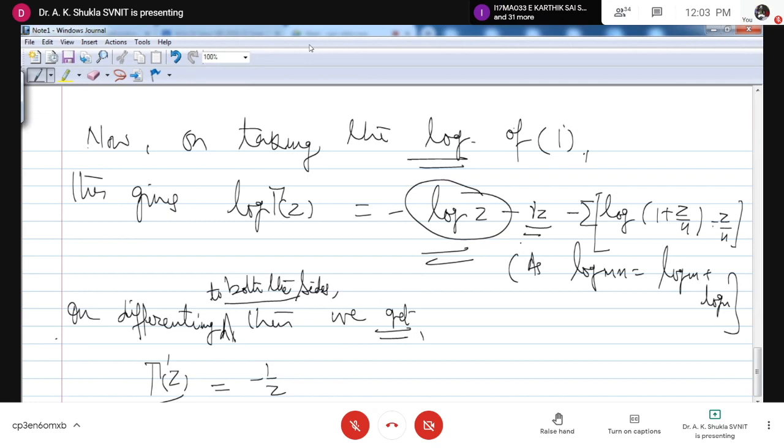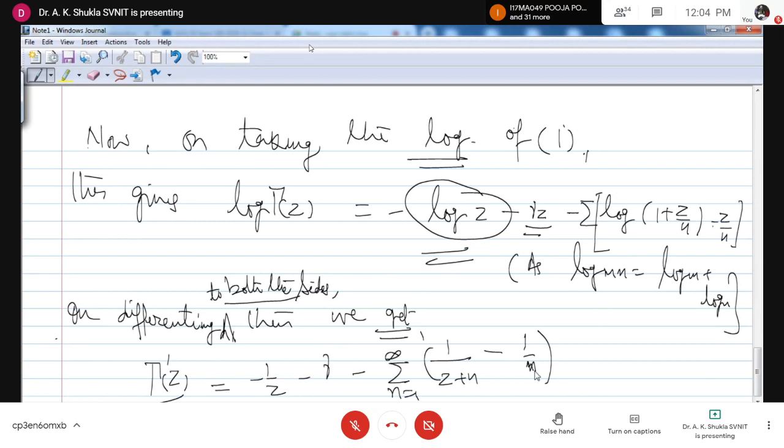And here again differentiate with respect to z. So you will get this is equal to gamma, and here we can write now, n equal to 1 to infinity, and this becomes 1 upon z plus n, and minus 1 upon n. So we have to differentiate this.